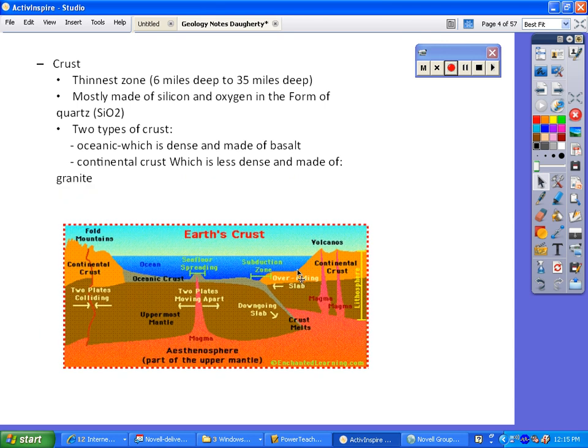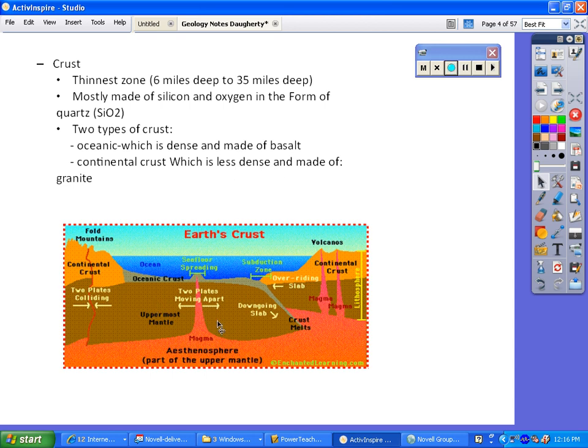Okay, so crust is the top layer. It is the thinnest. It's only 6 miles deep. Well, 6 to 35 miles deep. It's mostly made of silicon, oxygen, and a form of quartz. There's two different types of crust. We have oceanic crust, which forms oceanic plates. It's going to be a lot more dense, a lot heavier, made of a basalt type rock. And then we have continental crust, which is less dense, and it's made out of granite type stone.